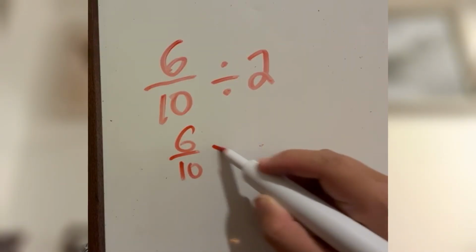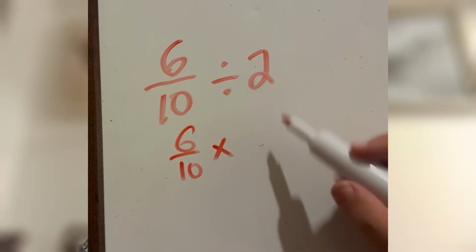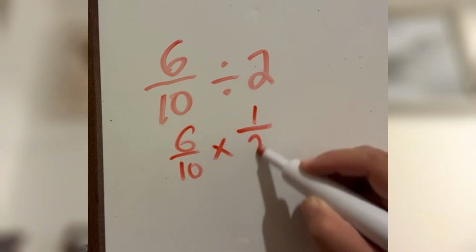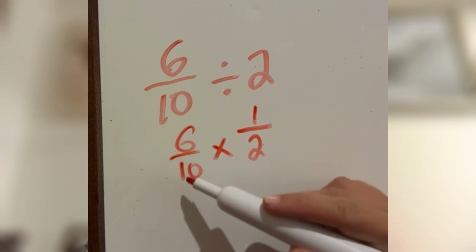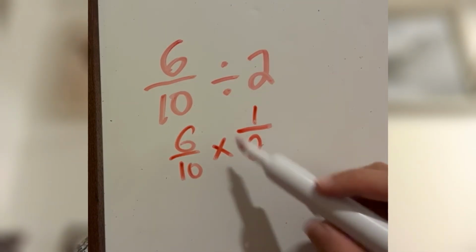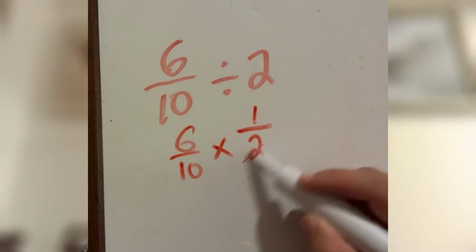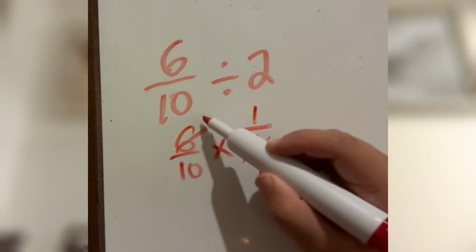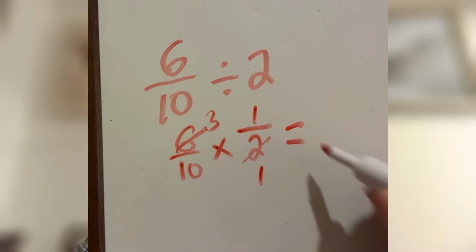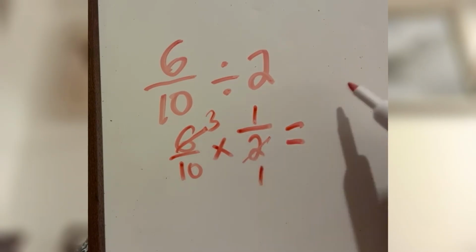6/10, we're going to copy that, and we're going to add our multiplication sign. We're going to flip our second number, so we're going to have 1/2. We'll check our diagonals, and we see that we have 2 and 6 on a diagonal. We can simplify that to be 1 and 3.